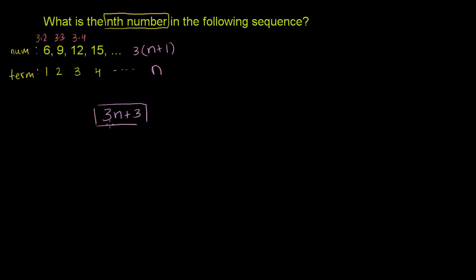And just make sure that works for all of them. The first term, 3 times 1 is 3, plus 3. That works. That's 6. The second term, 3 times 2 plus 3 is 9. So it works for all of these terms. So that is the nth term. We have to assume that this pattern continues.